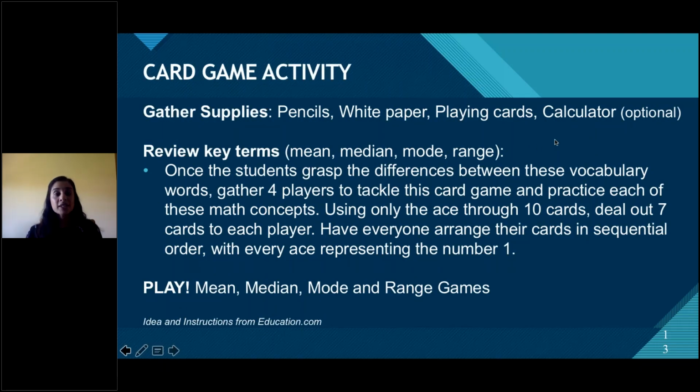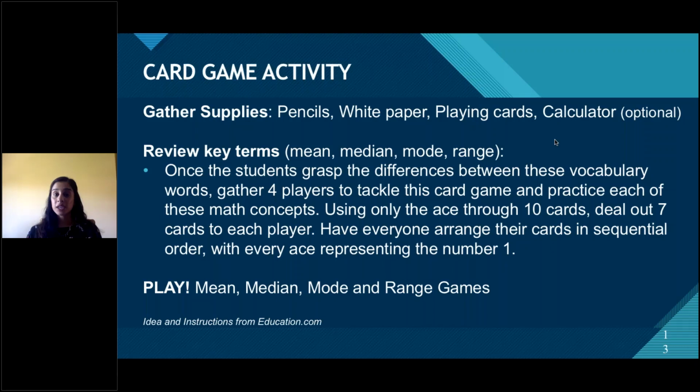All right, so next, moving on to our card game activity. It's very simple, not complicated. All you need is pencils, paper, playing cards, and optionally a calculator. I try to encourage students not to use a calculator so that they can practice their basic arithmetic skills. But if they need to use a calculator, that's totally fine.